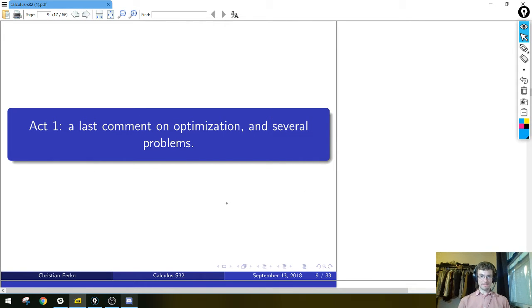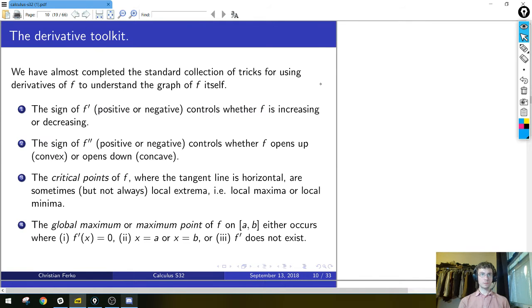All right, so I want to wrap up optimization and then do a few problems. So let's just say a few words about what we've done already in terms of optimization. In the last couple meetings, we've been building this utility belt, or this toolkit, if you will, of different ways to use derivatives of a function f to understand the graph of f itself.